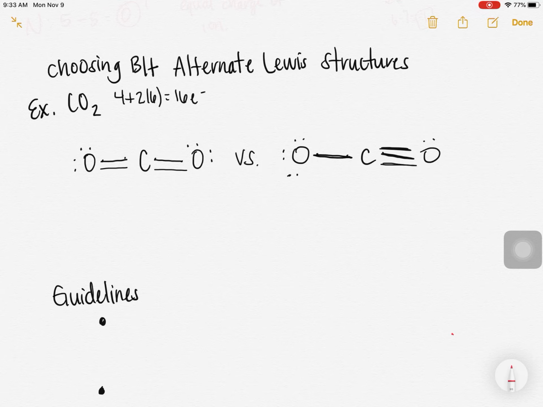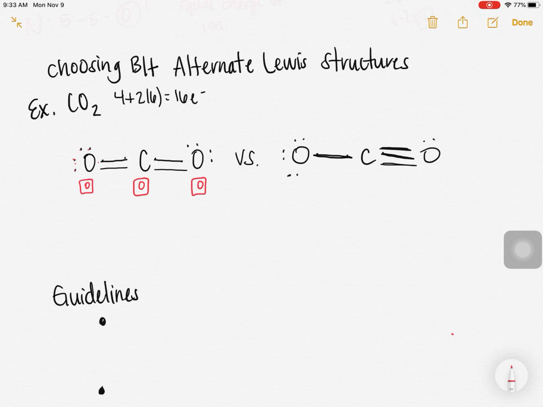So oxygen over here is going to be 6 minus 1, 2, 1, 2, 3, 4, 5, 6. So this guy's got a formal charge of 0. Carbon's going to be 4 minus 1, 2, 3, 4. So also a formal charge of 0. And the same, 6 minus 6, with this right-handed oxygen.